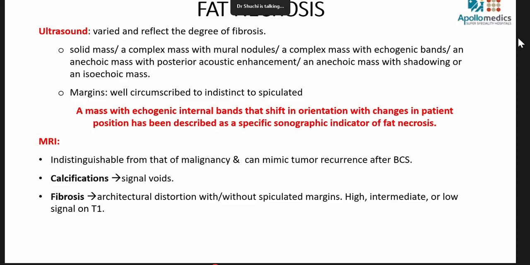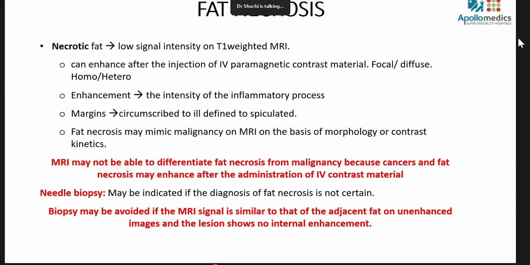It can obviously mimic tumor recurrence after BCS. Calcifications will present as signal void on MRI, and fibrosis will present as architectural distortion with or without spiculated margins. Signals on T1 can be high, intermediate, or low. Necrotic fat will always have low signal intensity on T1. We are giving more emphasis to this because it can mimic a recurrence after BCS, so you should know how to rule out necrotic fat. It can enhance after injection of IV paramagnetic contrast material. Enhancement could be focal, diffuse, homogeneous, or heterogeneous, and depends upon the intensity of the inflammatory process going on. Margins can be circumscribed, well-defined to spiculated, just like on ultrasound.